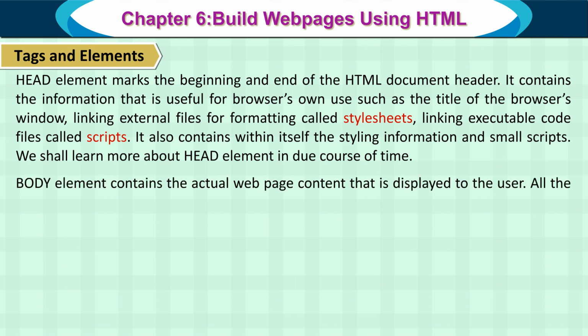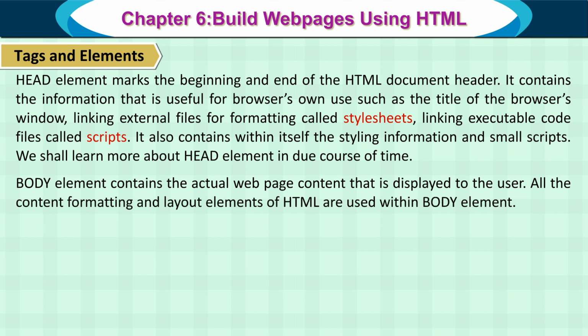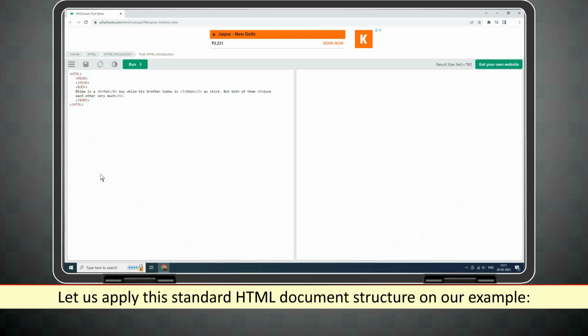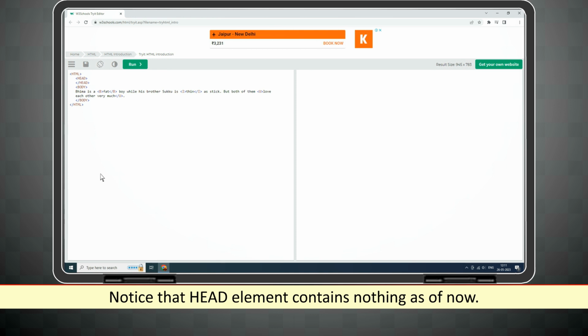Body element contains the actual web page content that is displayed to the user. All the content, formatting and layout elements of HTML are used within body element. Let us apply this standard HTML document structure on our example. Notice that head element contains nothing as of now. All the content of the web page goes inside body element. Entire web page markup goes inside HTML element. Let us try out the above code on the computer.